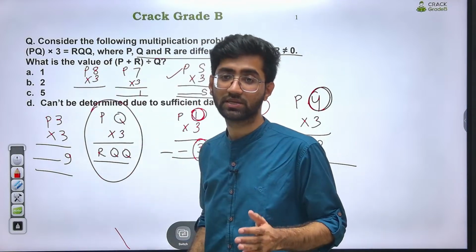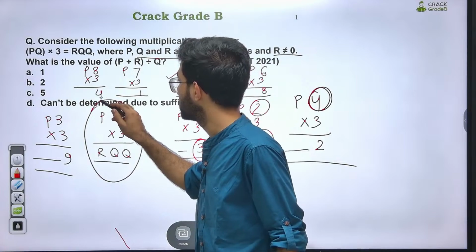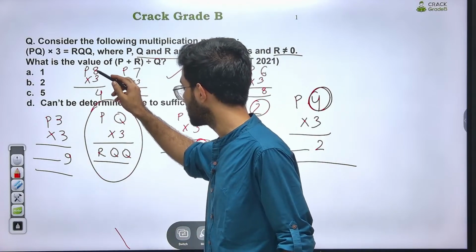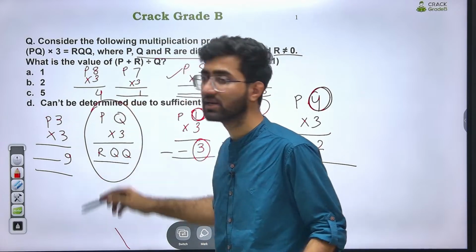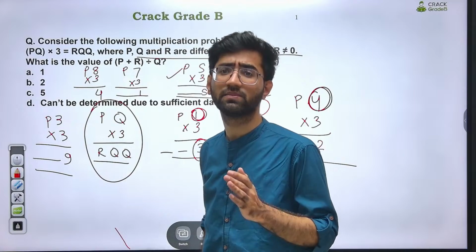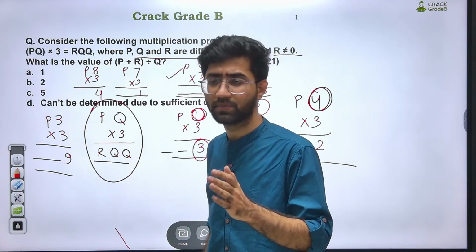So 8 into 3 is 24. So obviously you will write 4 at unit place. Now again you should notice that if you are multiplying q with 3, you are not getting q. You should get 8 here. What does it mean? It means that the value of q can't be 8.